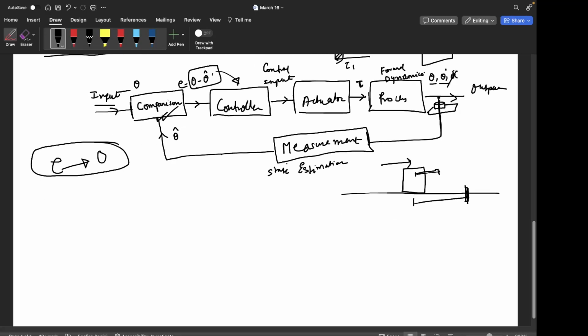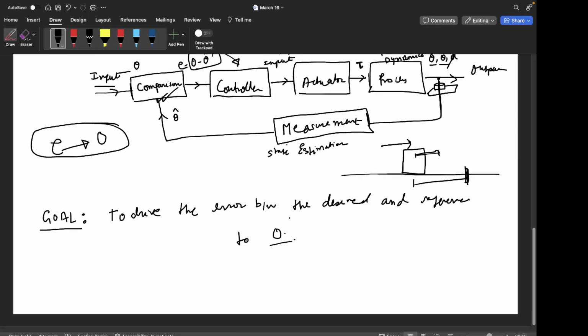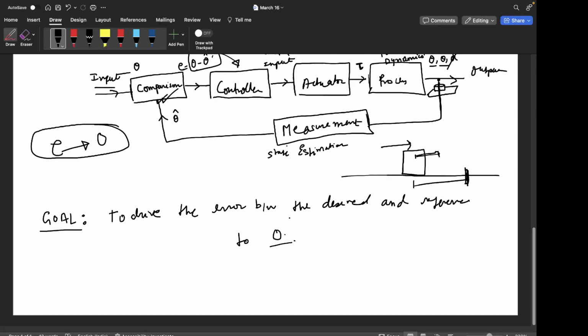Because our goal is to design, again, let me write this. The goal in all the cases, however complex or simple the controller is, is to drive the error between the desired and reference to zero. Drive it to zero. We can never actually in reality make it exactly zero, but we can make it zero in all practical sense. So that's the thing.